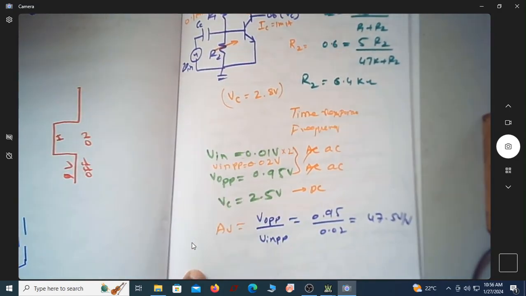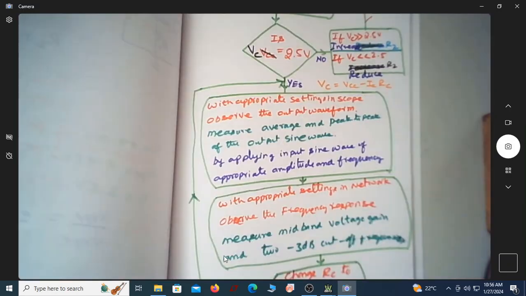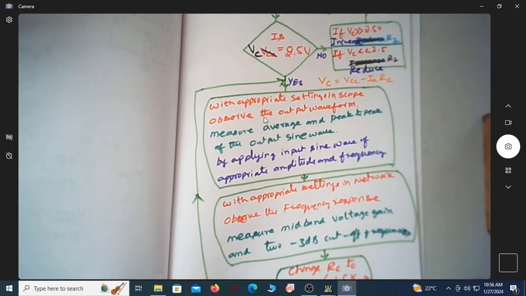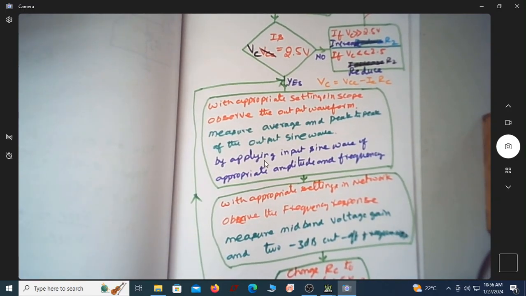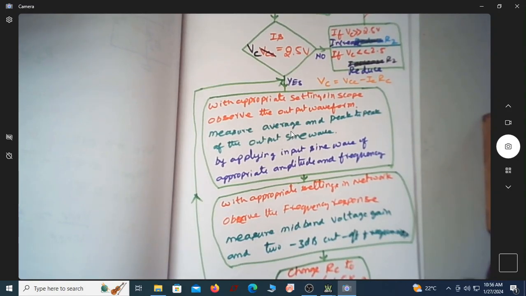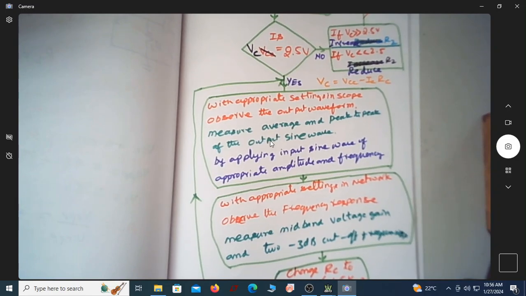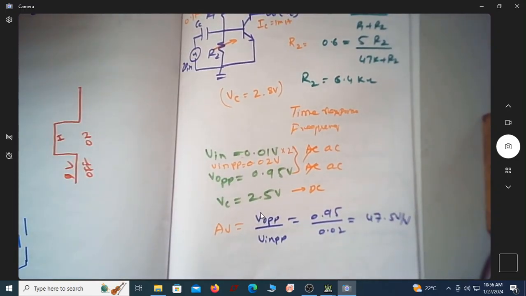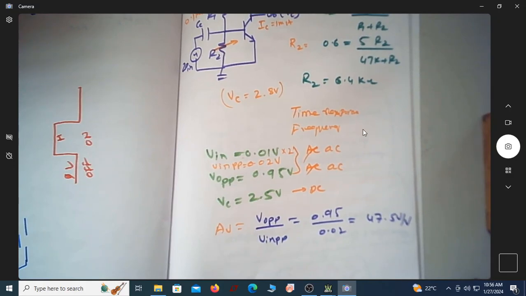So now this is what we have done. We applied the signal with appropriate amplitude and frequency, and measured the output average voltage and output peak to peak. This is the average voltage, this is peak to peak, this is input peak and its peak to peak. We were able to find the gain of the amplifier.